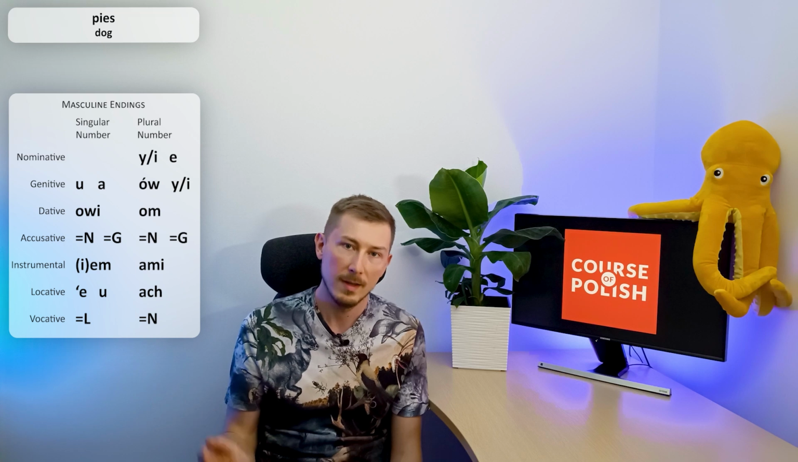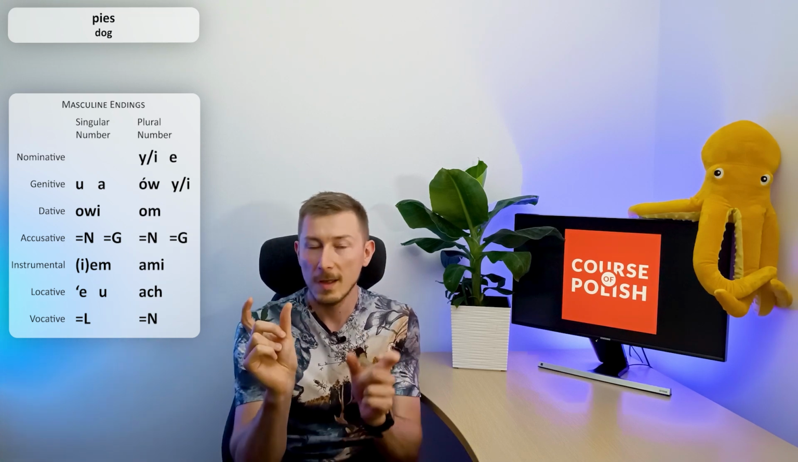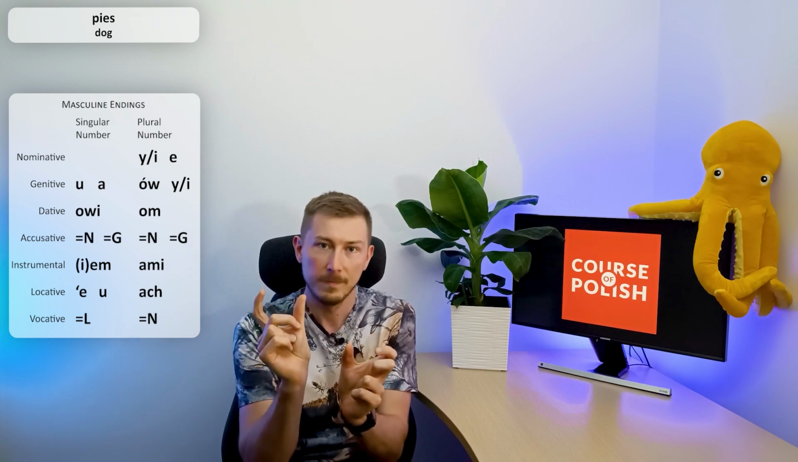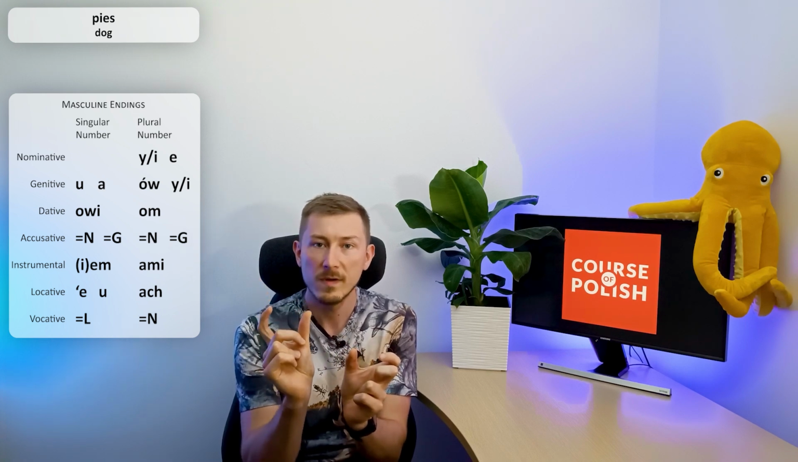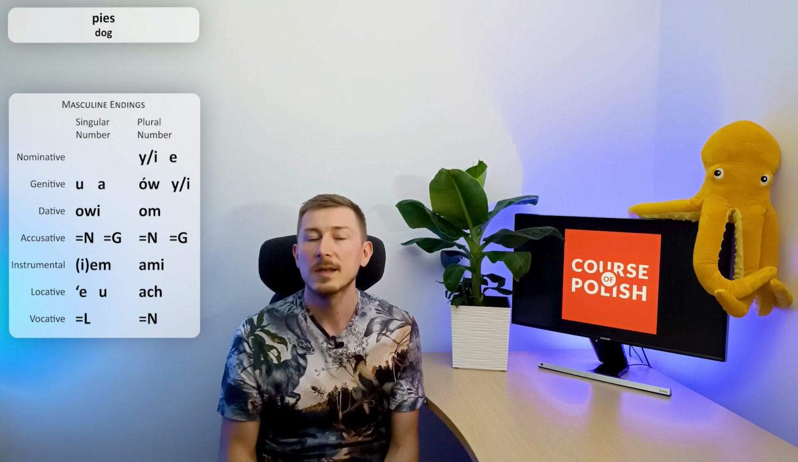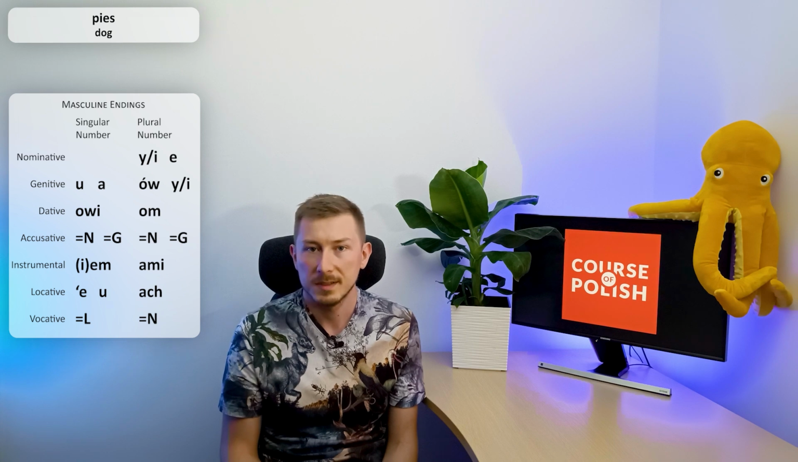So let's begin with the declension. To decline a noun, we have to know its gender. Pies is masculine gender, so we are going to use masculine endings. To use an ending, we have to take the stem of the noun and attach the ending at the end. But what is the stem of the noun? The stem is the noun without the vowels on the end. In our case, pies doesn't have any vowels on the end, so the entire word is our stem.